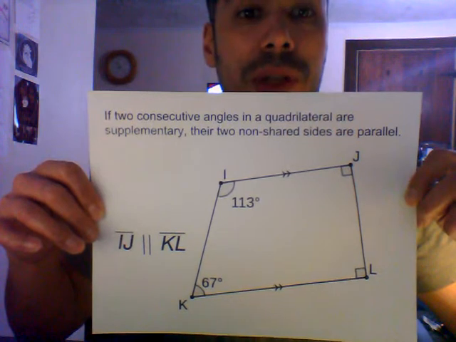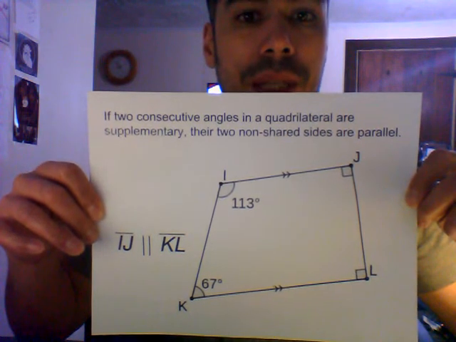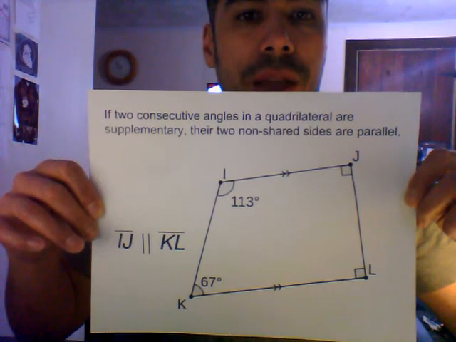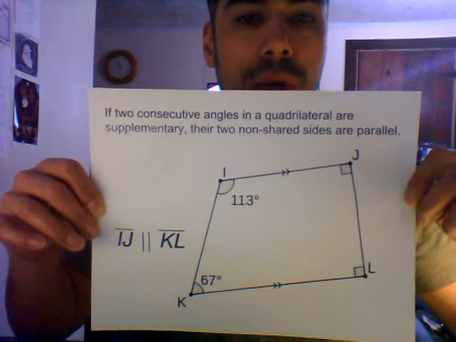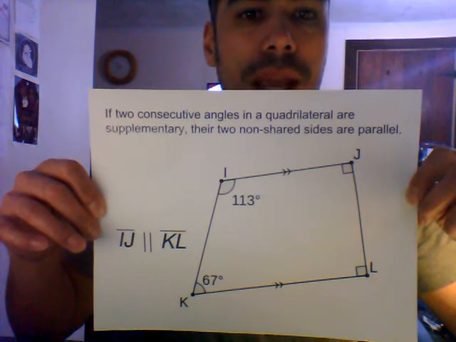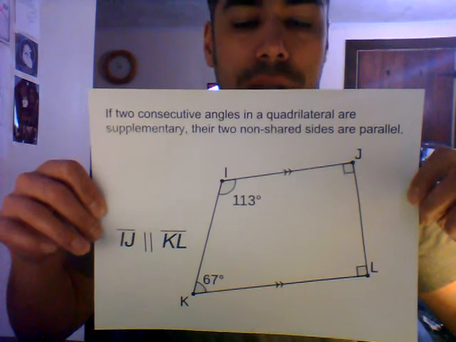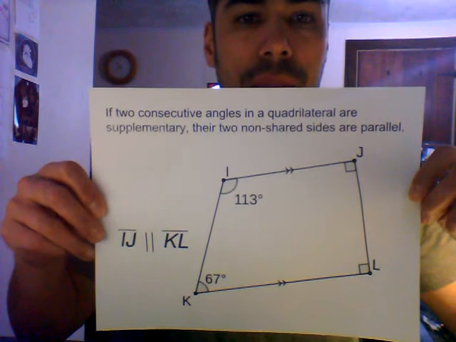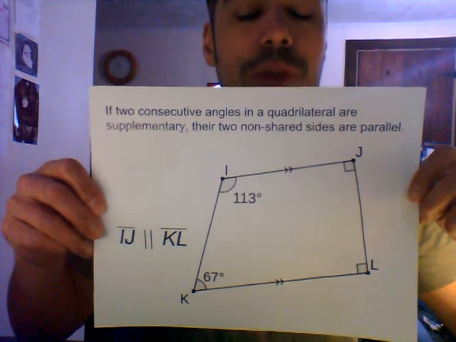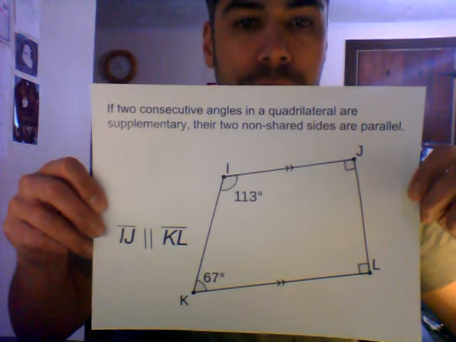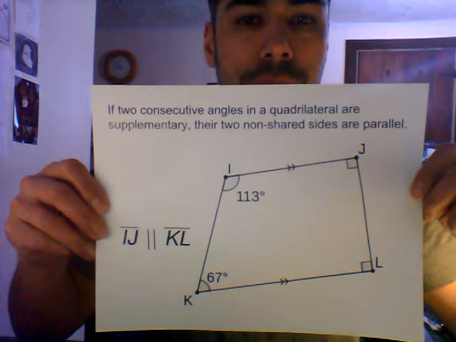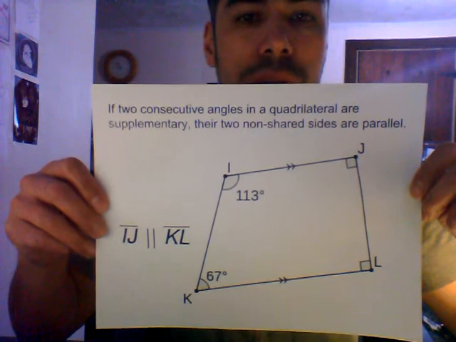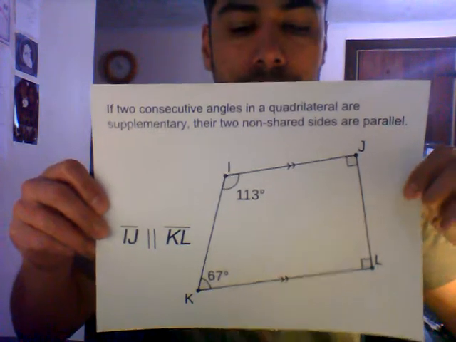So one thing that we could notice here is that if we have two consecutive angles in a quadrilateral, and those two consecutive angles are supplementary, meaning their measurements add up to 180 degrees, the sides that those angles don't share are going to be parallel.